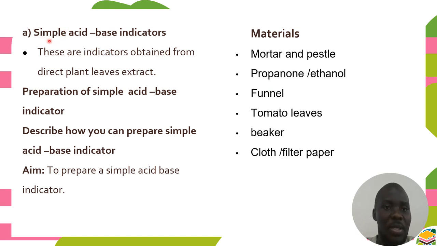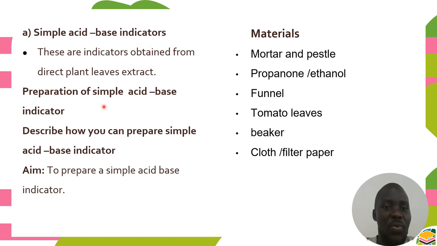If we look at this word simple, simple tells us that firstly it can be easily made. Also, simple can say that it can be easily found. So when we're looking at simple acid-base indicators, these are indicators obtained from direct plant leaves extract. The word simple tells us that the material which we can use to make the indicator is locally available. That's why the name becomes simple acid-base indicator.